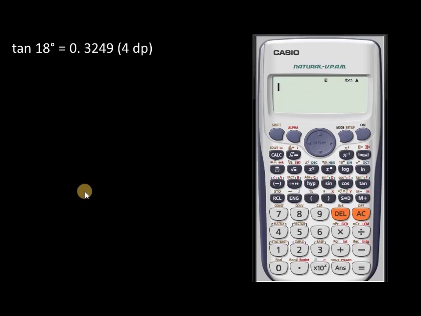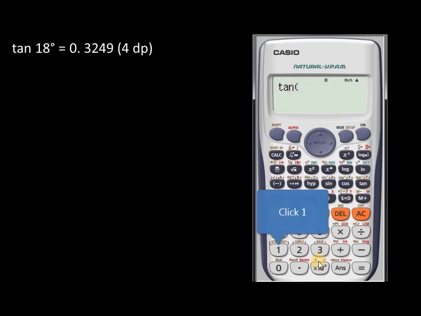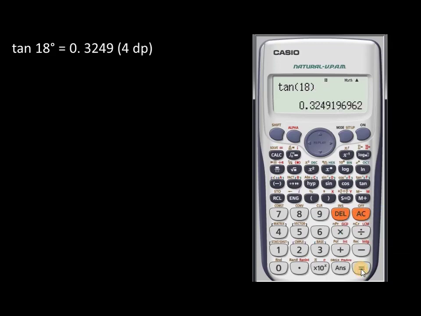0.8090. The answer to this question is tan 18 degrees is equal to 0.3249 to 4 decimal places. To do this on the calculator, this is what you do. You press tan 18 close bracket equal, and there is the long answer.